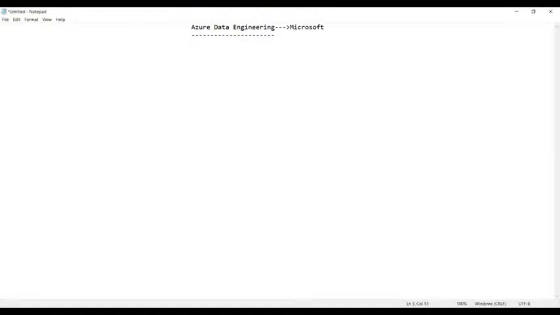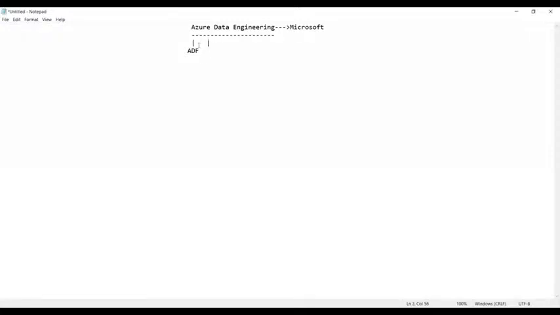What do we have? The first service here. Here we don't say it as a product, and we don't say it as software. Here it is called a service. The first service we have within Azure data engineering is ADF, which stands for Azure Data Factory.